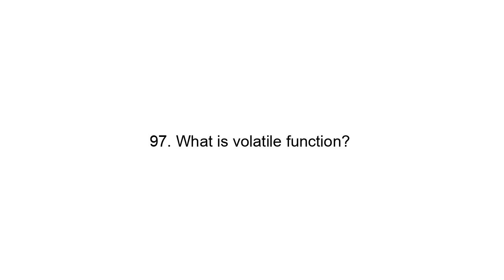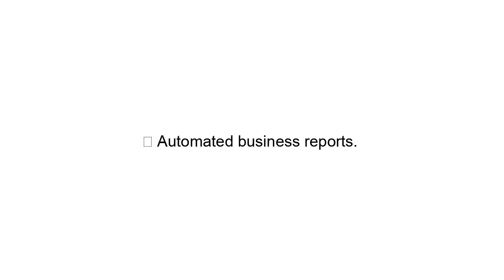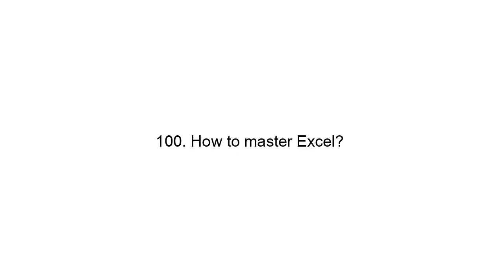97. What is a volatile function? One that recalculates frequently. Examples: NOW, RAND. 98. What is production reporting? Automated business reports. 99. What are best practices in Excel? Organized sheets, named ranges, avoid hard coding, validate data. 100. How to master Excel.